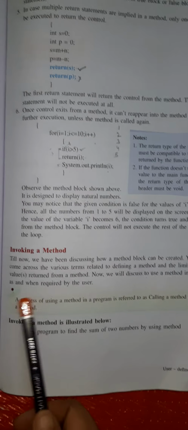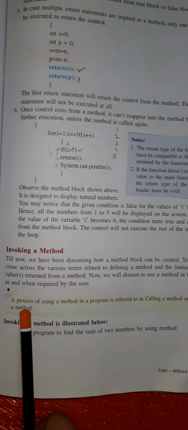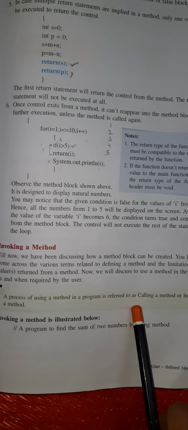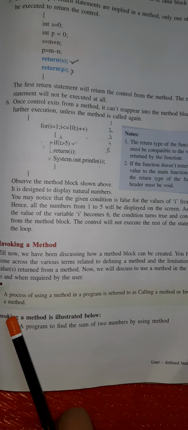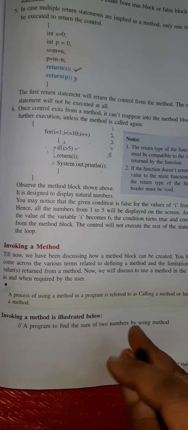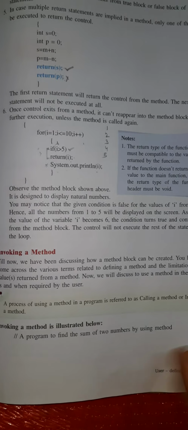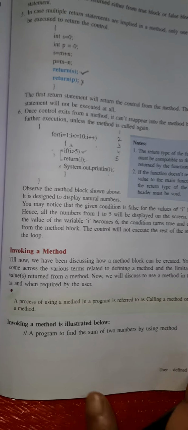So now we'll start with invoking a method. Invoking a method means the process of using a method in a program, which is referred to as calling a method or invoking a method. So how you are using the method and how the object will be called, that is referred to as calling a method or invoking a method.